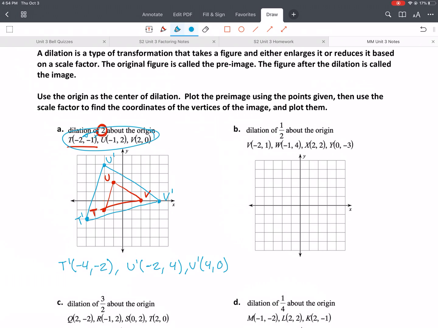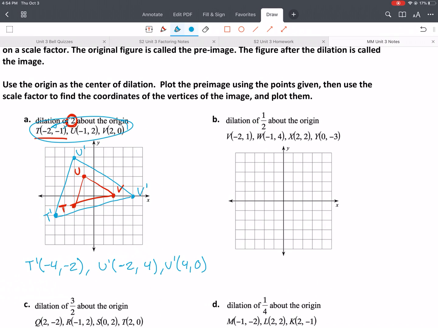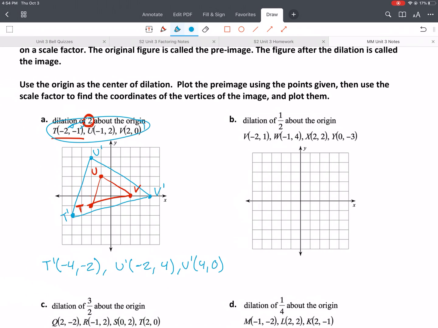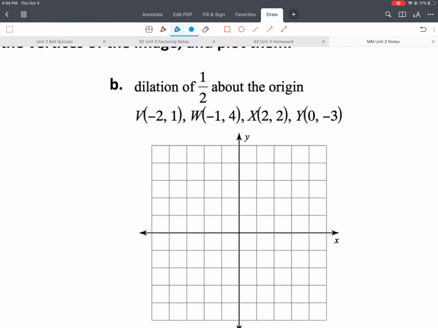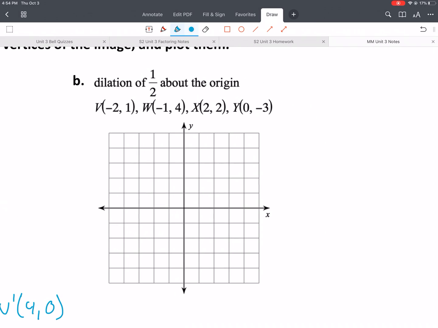Okay? So another example: our first one was an enlargement, so the second image is bigger. Let's look at an example of where it is reduced. So now our scale factor, k, is 1/2. So we'd first start by graphing.